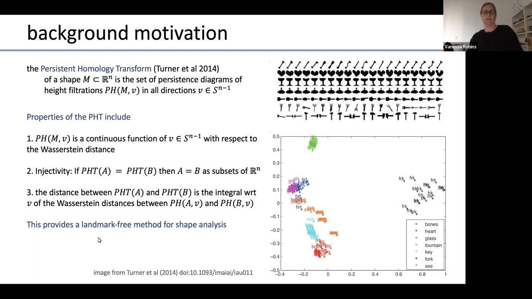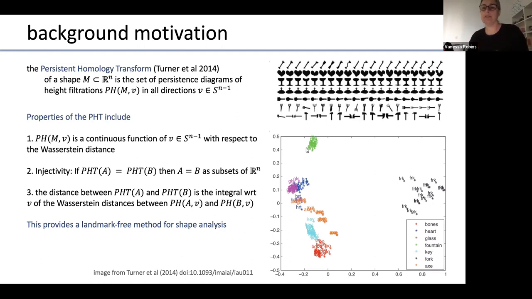But what it does give us is a way to measure distances between shapes that does not depend on a kind of landmark analysis. So I guess one of the main strategies in shape comparisons is to identify particular feature points that are related to one another in different shapes and then look at distances between those feature points. And so what the homology transform gives us is a method that avoids that requirement to identify particular points on this object.